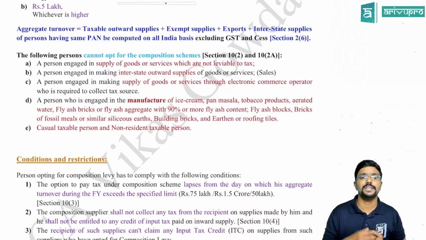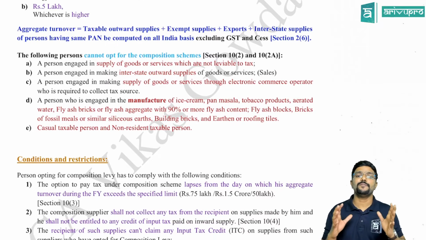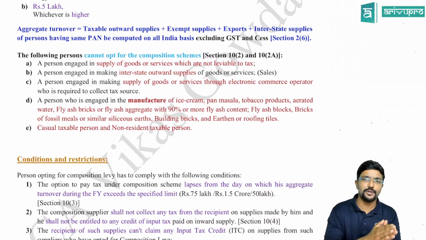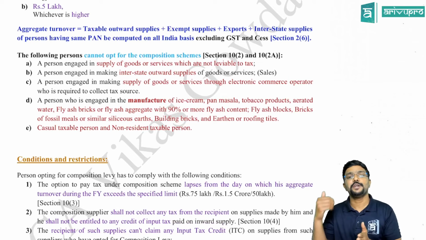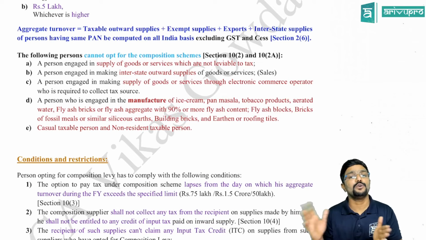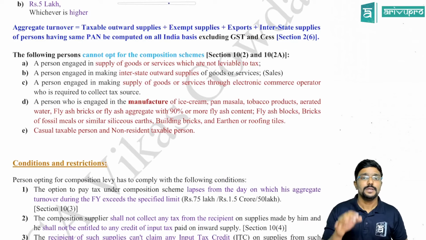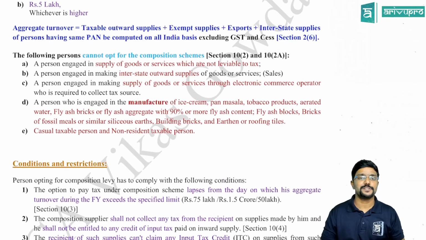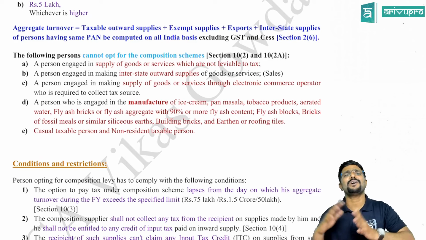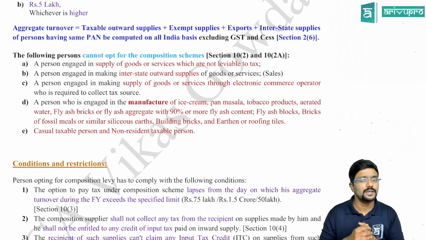Then coming to the conditions. The conditions are the same for both the schemes, which are given under section 10.2 for the 10.1 scheme and 10.2A for the special new composition scheme. What are those? The following persons cannot opt for the composition scheme. A person engaged in supply of goods or services which are not liable to tax, that is non-taxable supply, on which GST is not applicable.